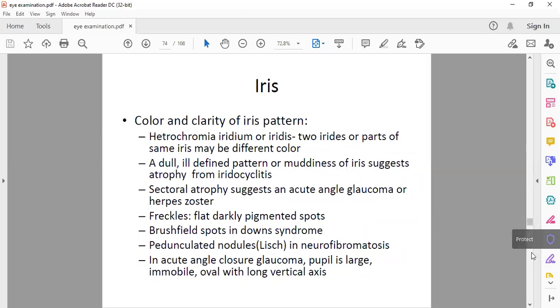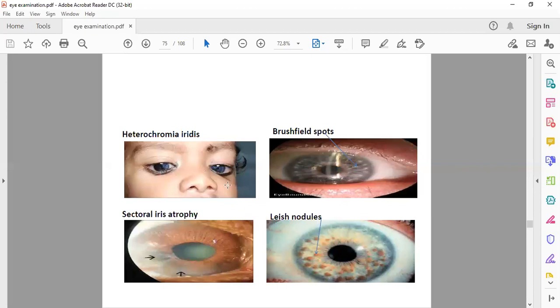And heterochromia, I don't know whether you are able to notice here or not, but this part of the iris is slightly bluish in color, and this part is brown in color. So this is called heterochromia iridis, meaning difference in color of the iris. And here you can see that the iris is white in color. So this is because of the atrophy of the muscle of the iris, and this may be because of glaucoma.